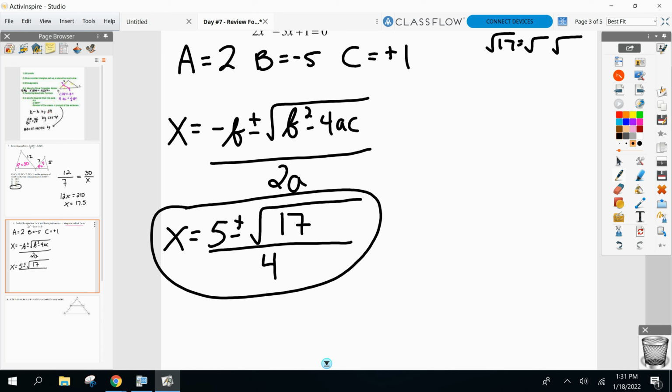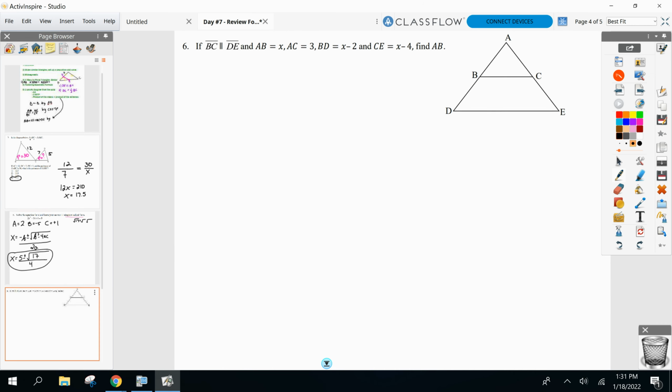All good? One more, and that's the next one, because I want to factor with you too. Not just do quadratic formula, I want to factor with you. Okay, BC and DE are parallel. That tells me right away the triangles are similar. We talked about that. That gives you corresponding angles, angle, angle. So they're similar. AB is X, AC is 3, BD is X minus 2, CE is X minus 4.